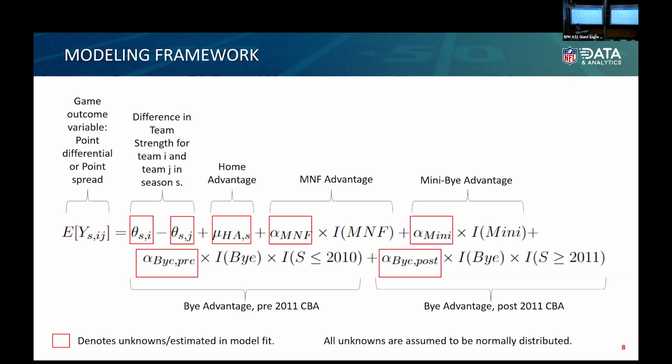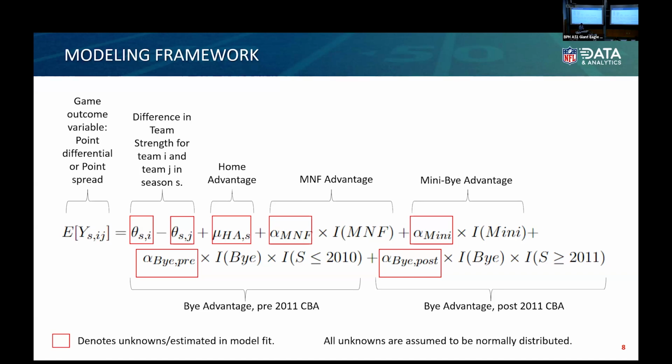Then we have our home advantage. And again, everything in red is stuff that this model is solving for. These are unknowns. Everything not in the red box are things that we already know. Like we already know the point differential, the point spread. That's the outcome variable. And we don't know what the home advantage will be. We don't know what the team strengths will be.